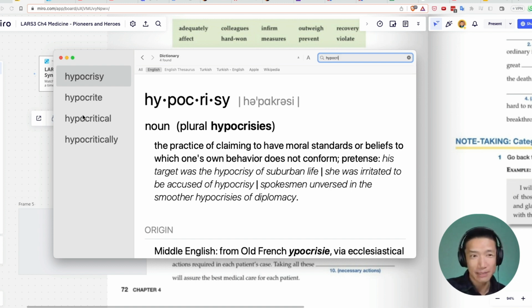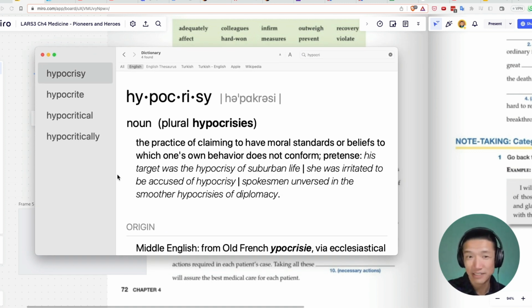It sounds like Hippocratic, so don't be confused by that. But yeah, don't be confused by the word hypocrite. It's not hippo. Hippo means horse in Greek. Okay, so Hippocrates is the crate of horses.